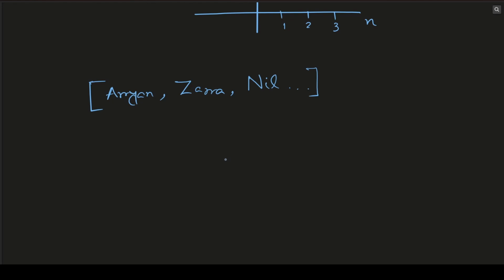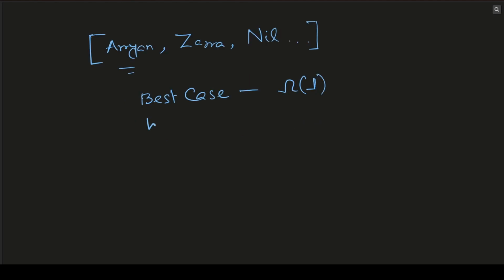I have another classic example, linear search. Suppose you have a list of names and you are looking for a specific name like Aryan. You check each name one by one until you find it. In the best case, when Aryan is the first name, you find it in one check, and that's constant time, omega of 1. And in the worst case, when Aryan is the last name, you check all n names, that's n checks, order of n.